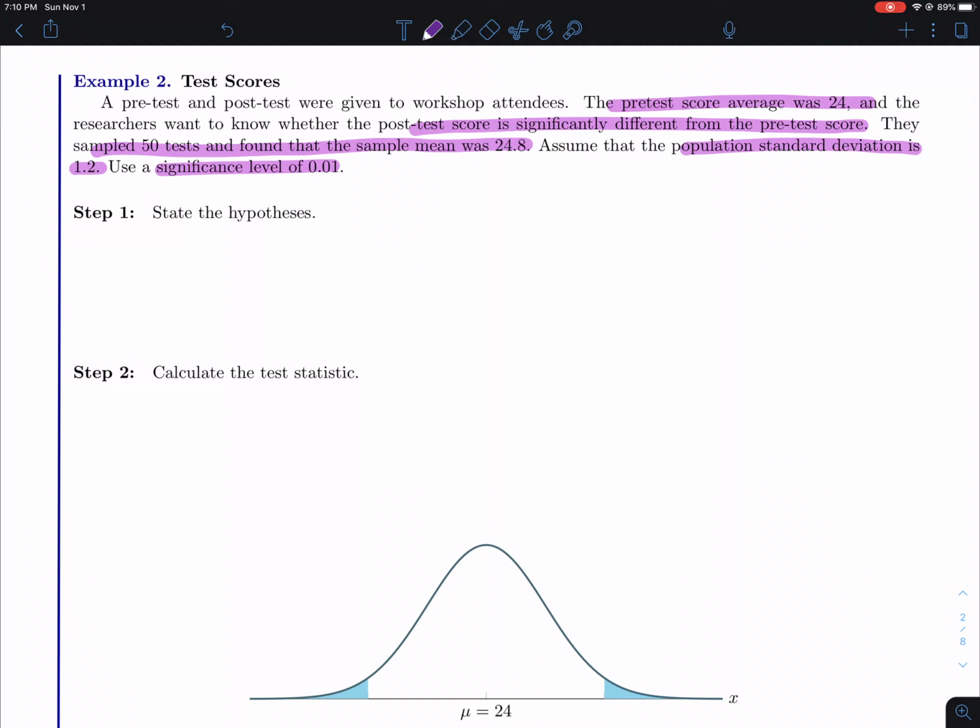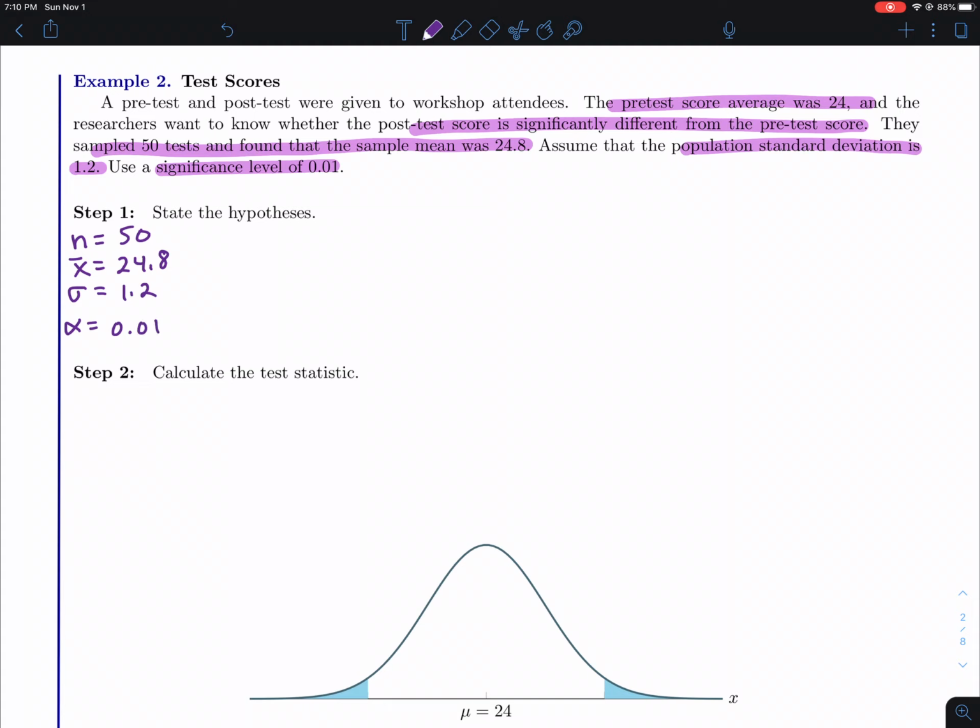All right, so again, I like to write stuff down. So let's see. So we sampled 50 people, so our N was 50. We found our sample mean to be 24.8. We found our sigma was given to be 1.2, and in this case our alpha level is 0.01.